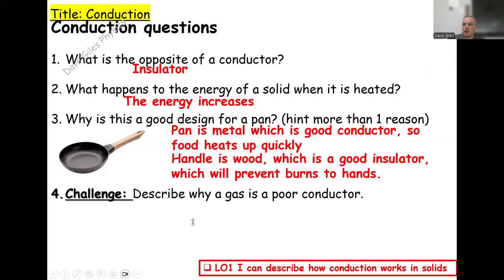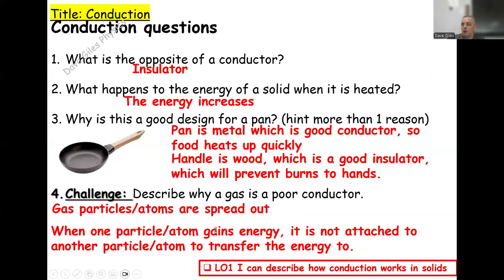And describe why gas is a poor conductor. Gas particles are all spread out. This goes back to previous learning. When one particle of a gas gains energy, it is not attached to another particle or atom to transfer the energy to.